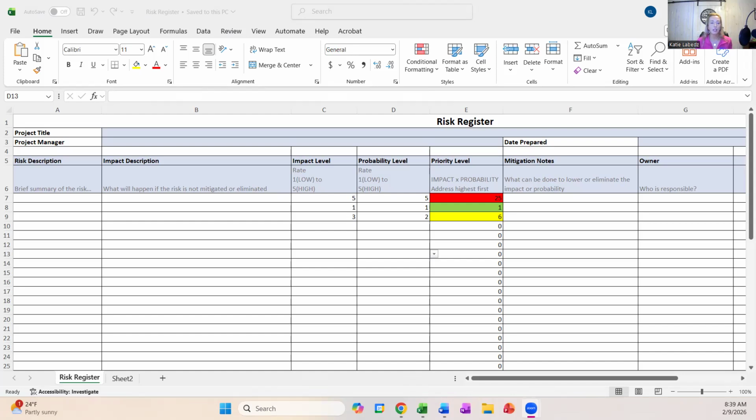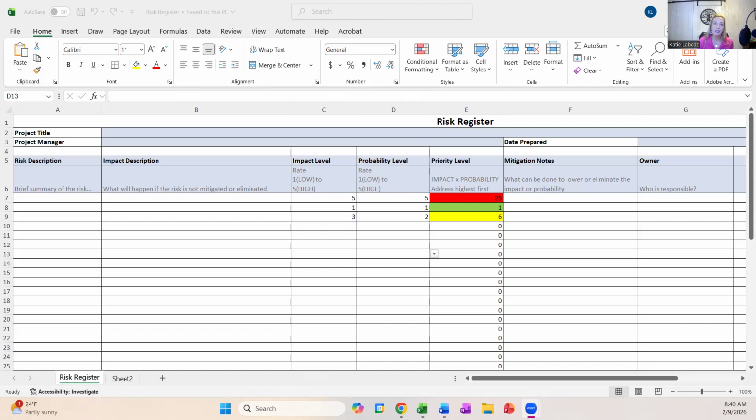So on our risk register, we have the information, the project title at the top, and the project manager. We have the risk description, which is a brief summary of the risk. And then next we have the impact description. So if this risk were to come to fruition, what is the impact to our project? Don't forget the triple constraint. How does this risk impact the quality of the project, the cost of the project, the scope of the project, and of course the timing of the project?